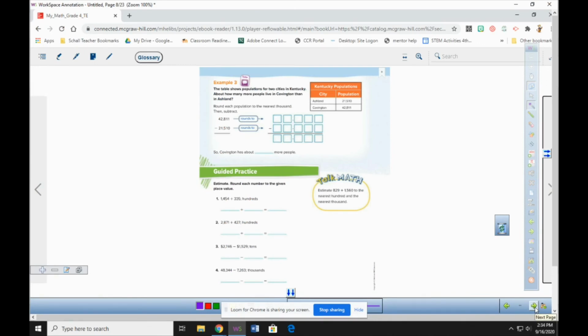One more example. The table shows populations for 2 cities in Kentucky. About how many more people live in Covington than in Ashland? Round each population to the nearest 1,000, then subtract. Okay, this time we're looking at the thousands place and the hundreds place to help us decide what to do. We have an 8 in the hundreds place. That tells us that we need to round up. So our 2 is now going to become a 3. Remember, everything to the left stays the same, so we'll have a 4 there. Everything to the right becomes a 0.